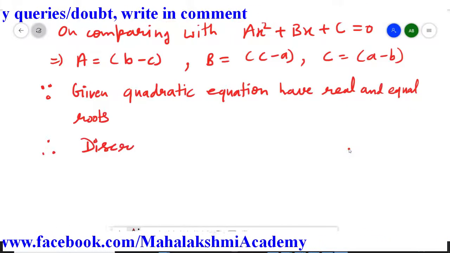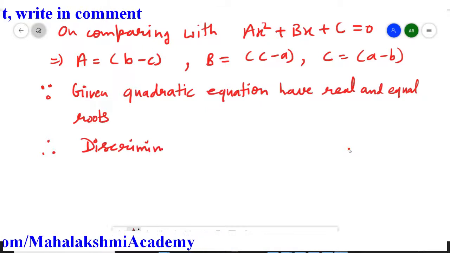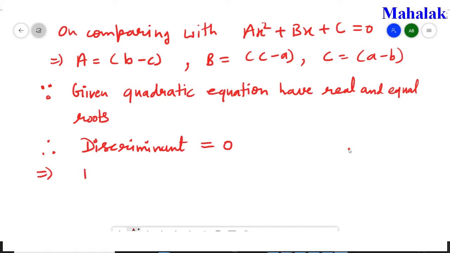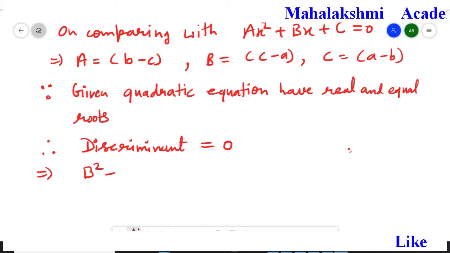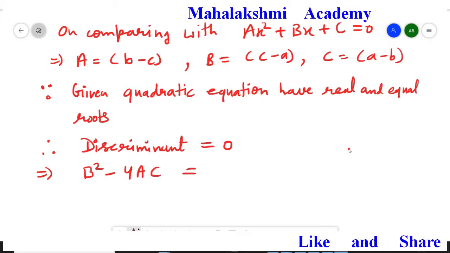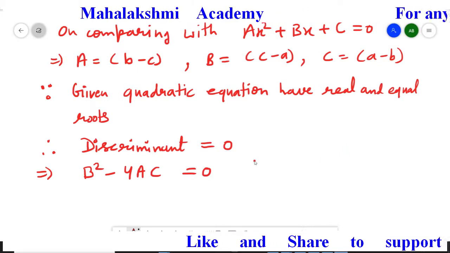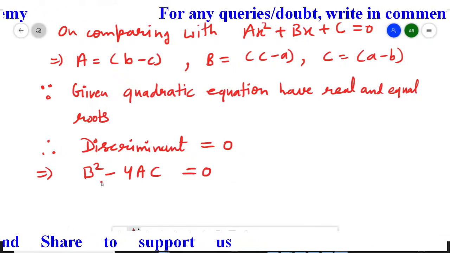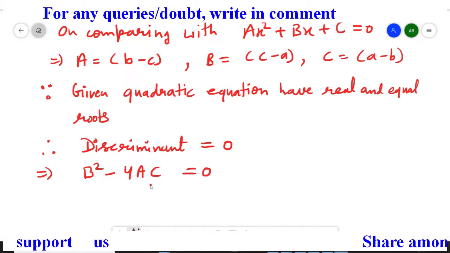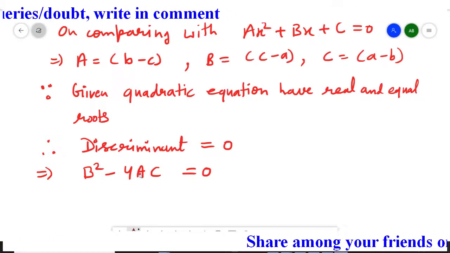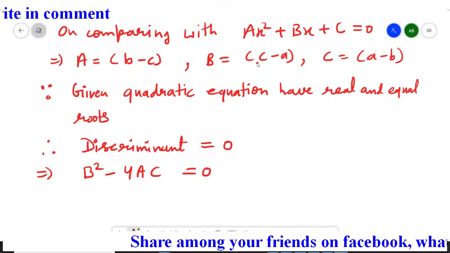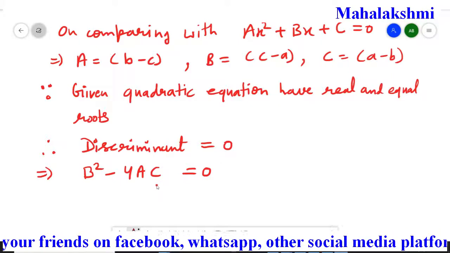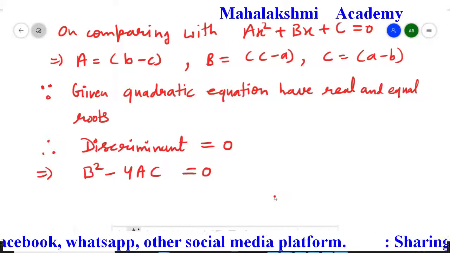So in that situation the discriminant is equal to 0. Now what is the formula of discriminant? B square minus 4AC equal to 0. So for real and equal roots, discriminant equal to 0. It's a formula, and the discriminant formula is B square minus 4AC. Now here we have to put the values of B, A and C. So what is B? Bracket c minus a. So we'll write here B's value, A's value and C's value. That is going to give us the next line.